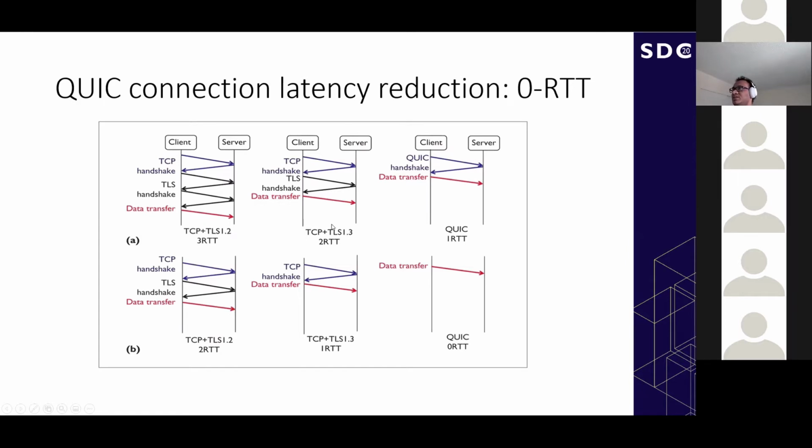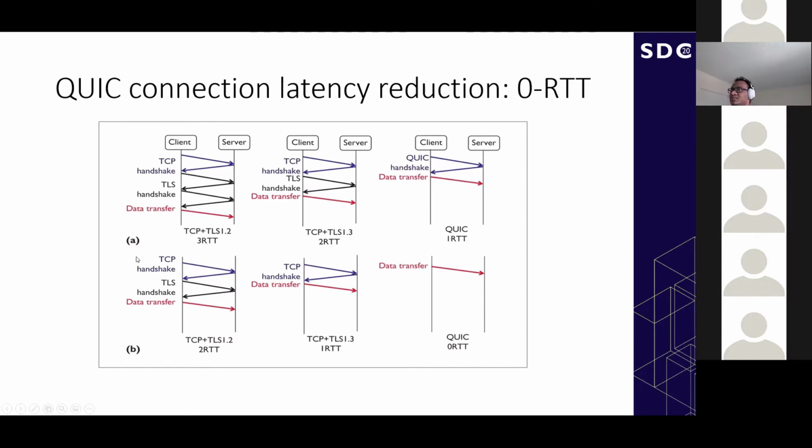TLS 1.3 optimizes this in the TLS layer. So you have a reduction of 1 round trip time. So you get 2 round trip times before you can actually start pushing the data. With QUIC, it kind of combines these two. You can start putting your data in 1 round trip time.